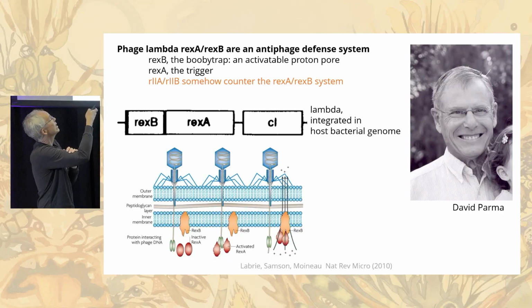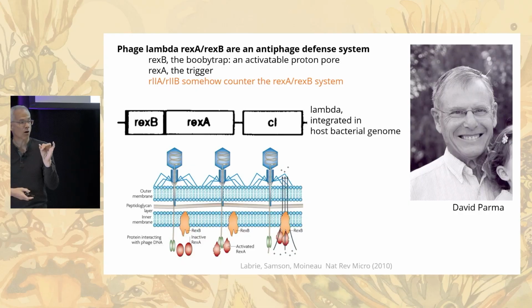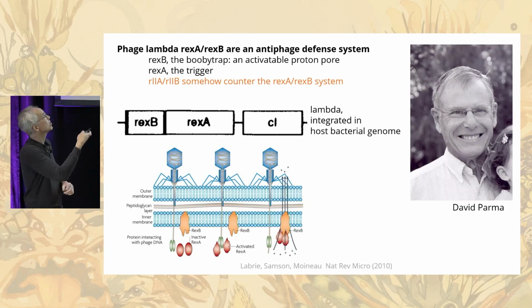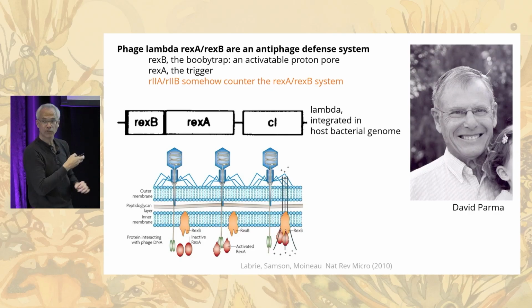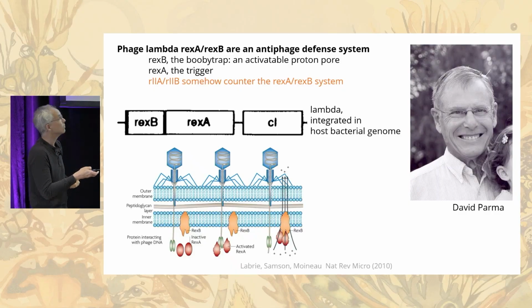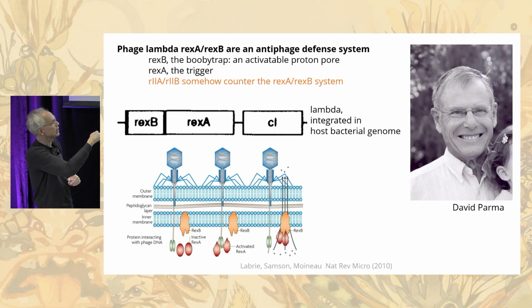and then makes these two proteins, REX-A and REX-B, that somehow are a defense system against T4. And the way I want you to think about them for the purposes of today's talk is that REX-B is the booby trap. REX-B is a bomb. It makes a little channel that, when activated, punches a hole in the membrane and destroys a proton gradient that E. coli needs for life, so it's a suicide device. If T4 comes in, the bomb goes off, the cell dies, T4 can't get out. REX-A is somehow the trigger that lambda uses to detect the incoming T4.